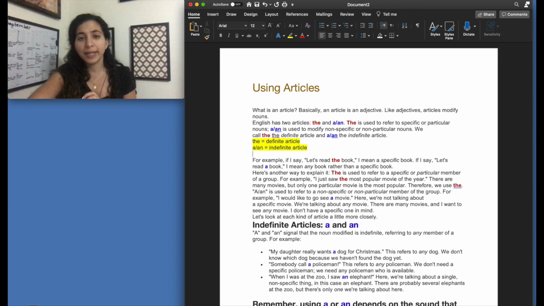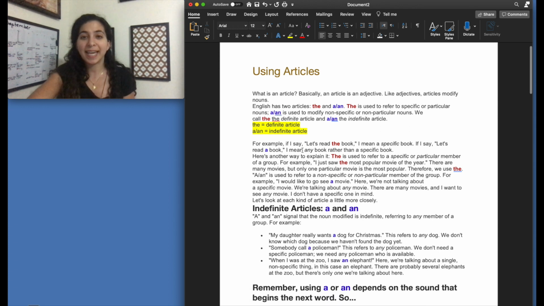So for example, if I say, let's read the book, you and I know exactly which book we are talking about, maybe through previous conversations or so forth. However, if I say, let's read a book, it just means let's read any book. We don't know which specific book. You can then tell me, oh, I would love to read Hamlet. Okay, let's read a book. Cool, we can read Hamlet. Because we don't know exactly which book we are talking about. We could be talking about any book.